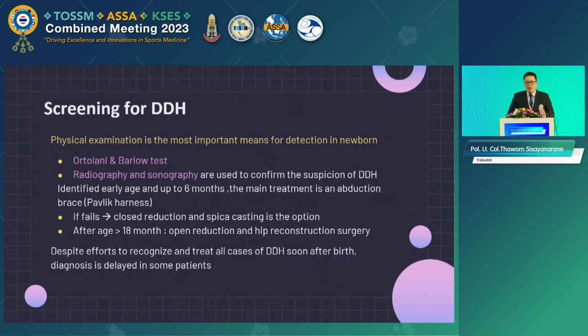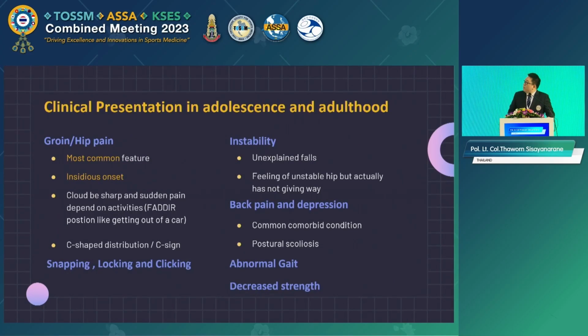Despite our attempts to screen for DDH, there are some patients that we cannot detect in infancy or since birth. These patients may grow up asymptomatic and come to see us when they are older. So the clinical presentation in adolescence and adulthood may be the first step in detecting the dysplastic hip. The most common symptom is groin pain or hip pain.